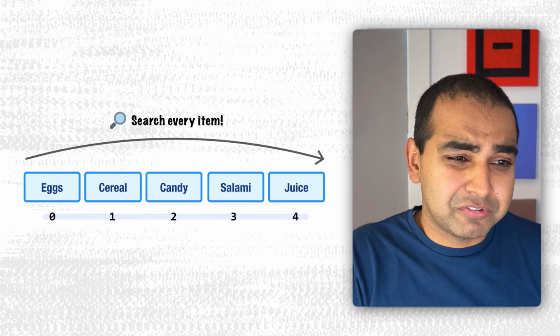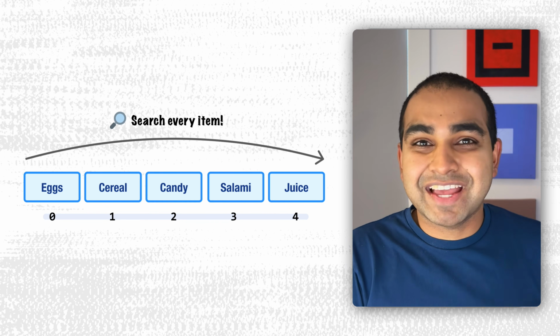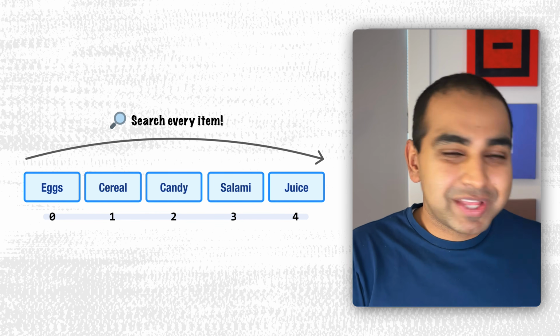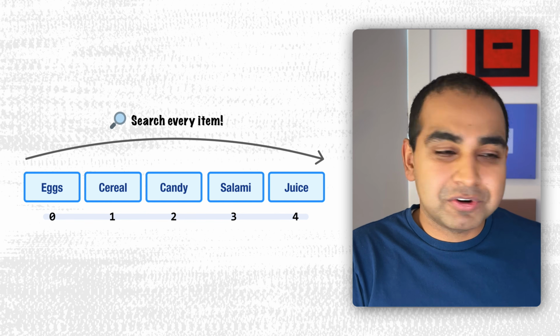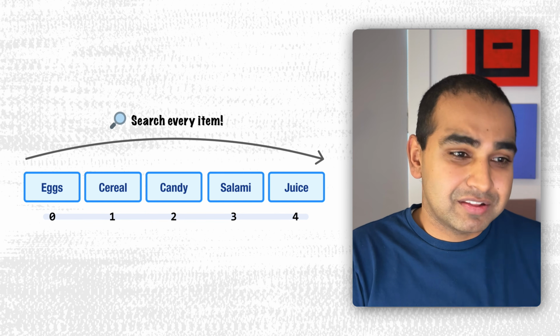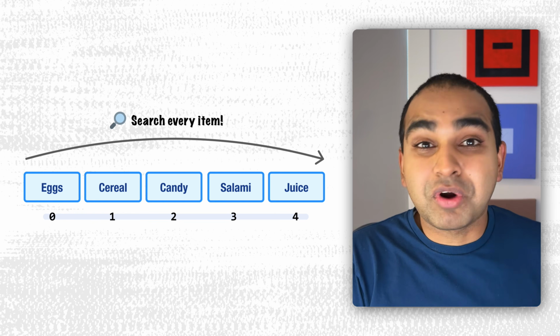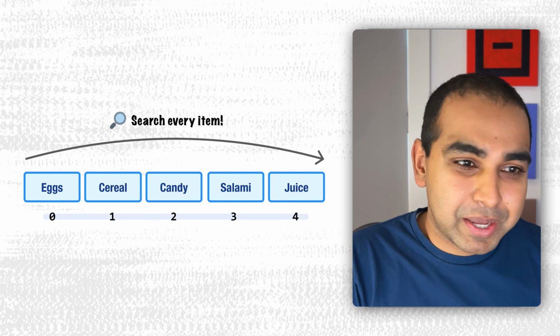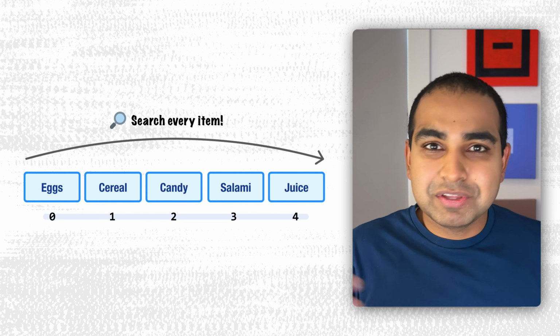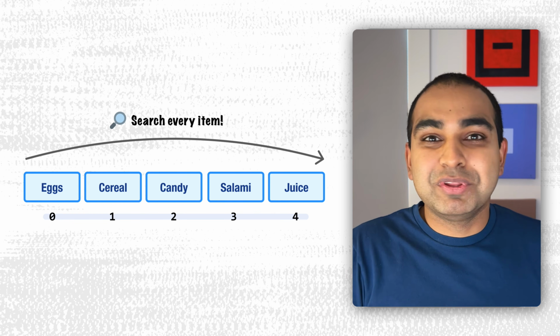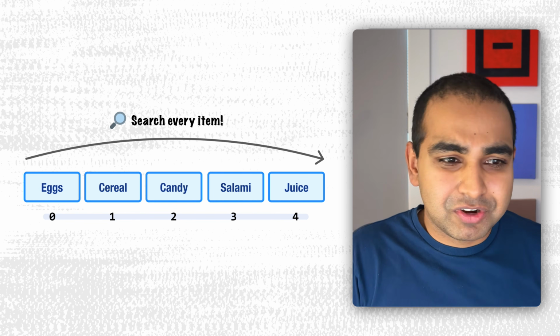So for example, if I'm looking for salami, I wouldn't know exactly where to start, so I'll be starting with eggs, then saying if eggs is what I'm looking for. Nope. Is it cereal? Is it candy? Nope. Is it salami? Yes, it's salami. So after 4 operations, I now found where I am. And the longer the array, and if I'm looking for something towards the very end, I'm going to be looking at every item until I reach the very end.